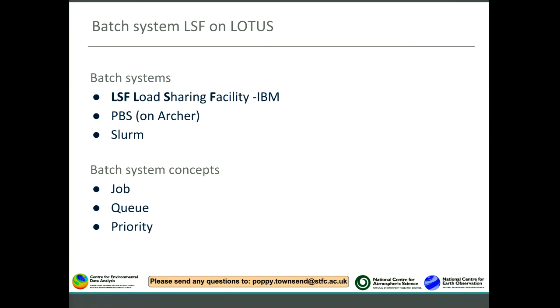So what batch system do we have on LOTUS? It is LSF. LSF stands for Load Sharing Facility. It's an IBM product, but there are others like PBS on Archer for those who run models on Archer, and there's Slurm as well. So these are standard approaches to manage a large cluster in general. What all these batch systems share is the concept based on job, queue and priority. I'm going to cover the job and queue. The priority I won't cover much this time because it's a more advanced topic that will be covered in the next webinar. But I can just mention briefly here that there are different priorities. There's priority at the queue level, which I can show later on, and there's priority on the user, which is a dynamic priority.